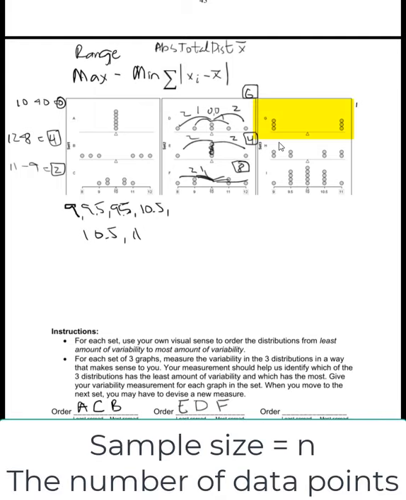Here, the sample size, now I'm going to start using n. How many data points are there? 6. Here, how many data points are there? 8. And here, how many data points are there? 1, 2, 3, 4, 5, 6, 7, 8, 9, 10, 11, 12, 13. No, there's 15 data points.